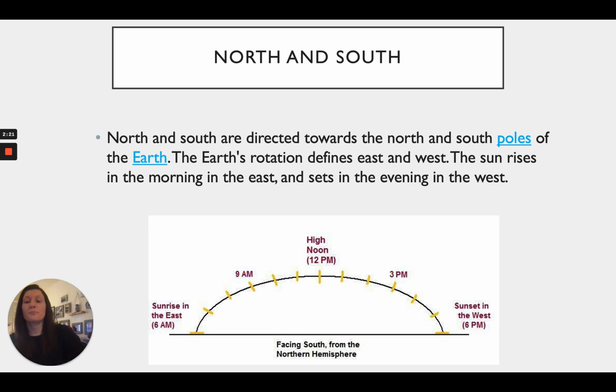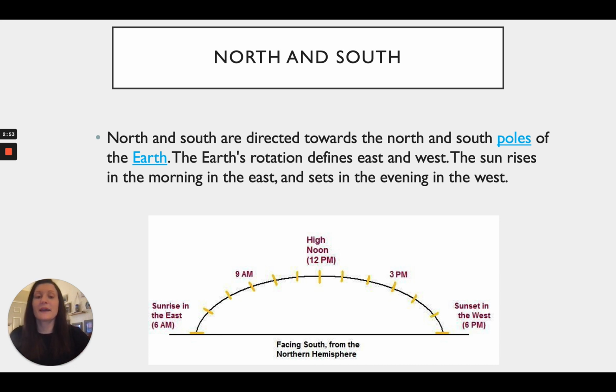In our picture here, this might be kind of confusing because we just said that the sun rises in the morning in the east and sets in the evening in the west. And remember, west is to the left, but in our picture here, it's showing east on the left side and west on the right side. But on the bottom, it says that we're facing south from the northern hemisphere. So in this picture, it's just flipped around.